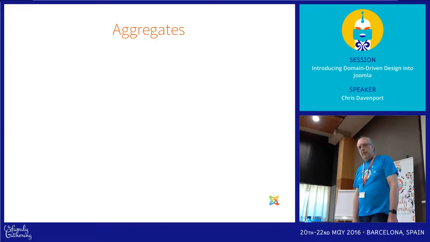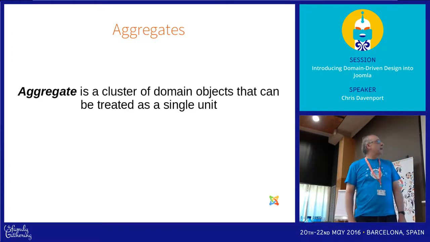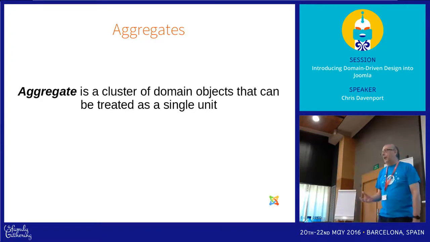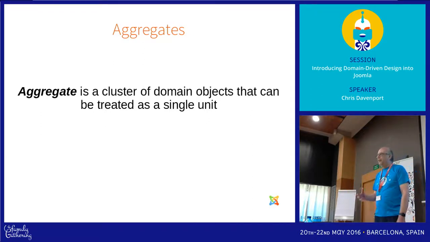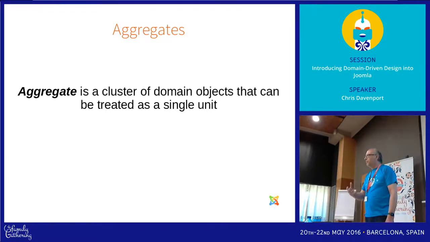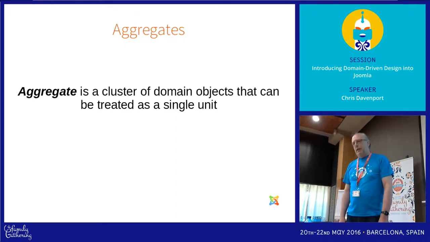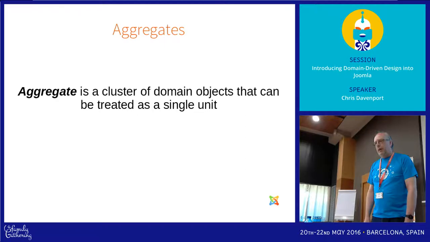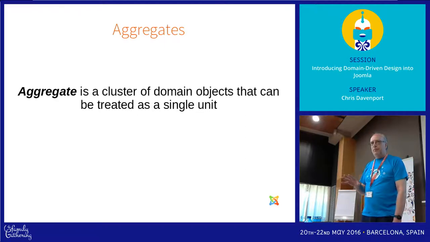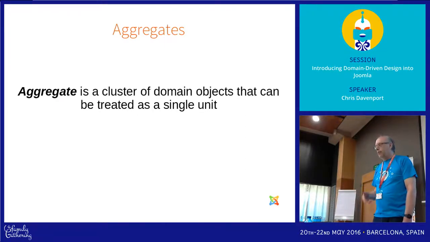Next up, we have aggregates. Entities and value objects are not enough on their own. We sometimes need to group them together. We have groups of entities, groups of value objects, mixtures of those things. And it makes a lot of sense to group these things along consistency boundaries.